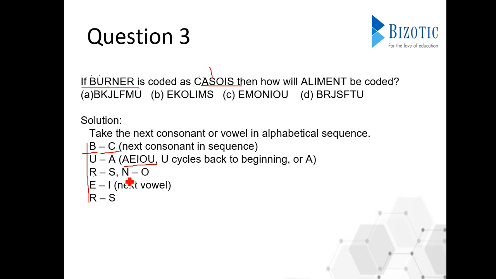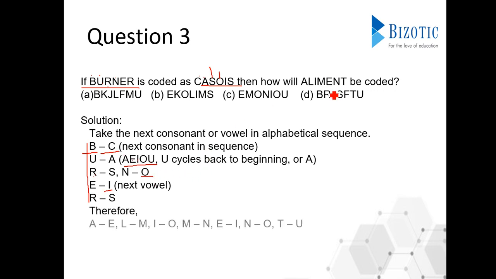Later, again we have N, which is still a consonant. The next letter is O. So here N is coded as O. The next letter is E, which is a vowel. Look into your vowels and see what comes after E, which is I. So that's why we write I here. And the last one is R. The next consonant is S. So this is the code that we have got from the question.